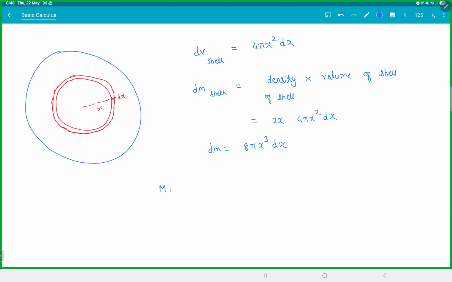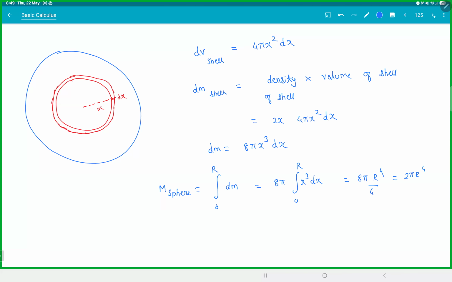If you want the total mass of the sphere, I have to add all these shells. Adding meaning integral, means summation. Limits will go from 0 to r. So 8 pi integral x cube dx. This is what I was saying. The actual integration is easy. The headache is converting it. This would be 8 pi times r power 4 by 4, which is 2 pi r power 4.